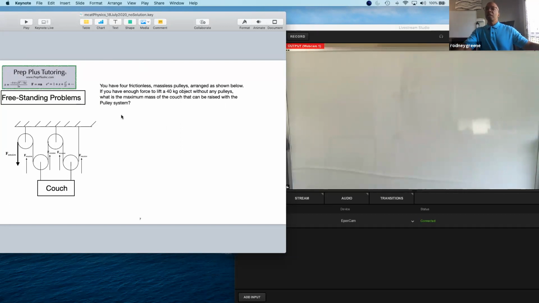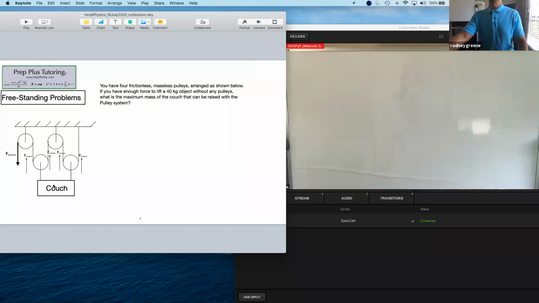So for this freestanding problem, you have four frictionless, massless pulleys arranged as shown below. If you have enough force to lift a 40-kilogram object without any pulleys, what is the maximum mass of the couch that can be raised with the pulley system? So we look at this picture and we have 1, 2, 3, 4 pulleys. The couch is attached to a couple of these pulleys. I'm going to be pulling down on this rope with enough force to pick up a 40-kilogram object.